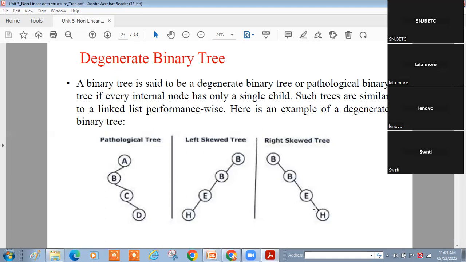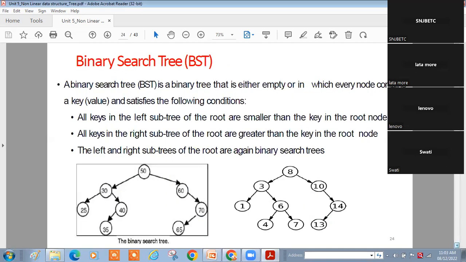So a binary tree is said to be a degenerate binary tree or pathological binary tree if every internal node has only a single child. Such a tree is similar to a linked list performance-wise. So this is the example of a degenerate binary tree. So got my point? This is degenerate binary. So next is binary search tree.